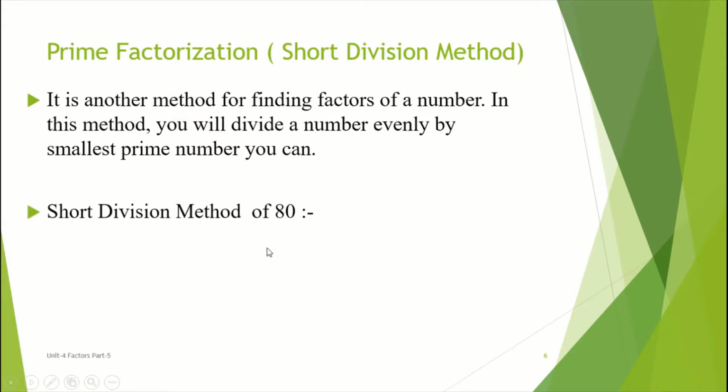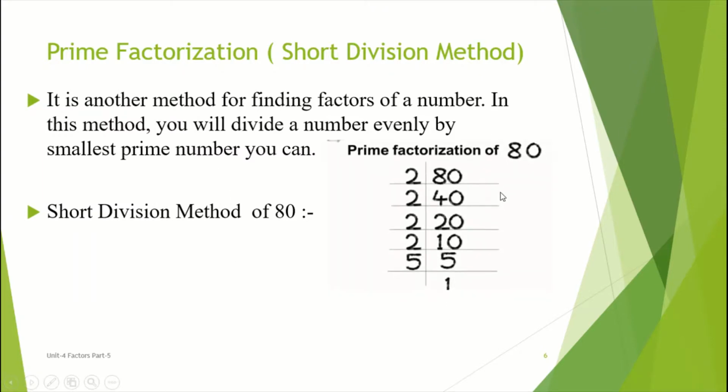We have to find prime factors of 80 by short division method. Now we will see how to find that. See, here I have found all the prime factors of 80 by short division method, and now I will show you how to do this. Now we have the number 80. We know that 80 is a composite number. Also it is an even number. So we can easily divide 80 by 2, which is the smallest prime number.